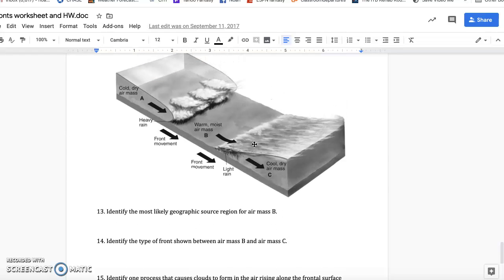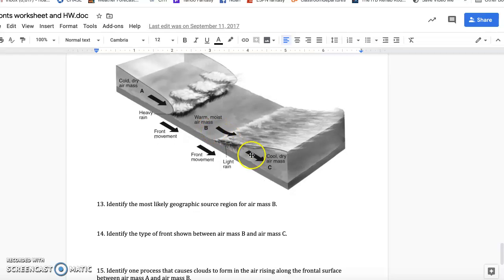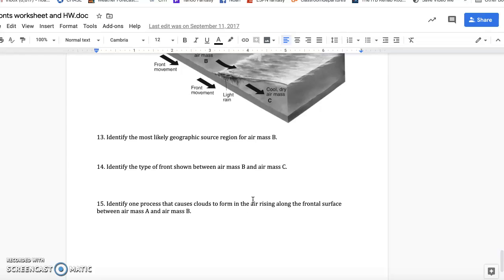Finally, 13. Where do you get air mass B? Well, air mass B is warm and moist. Where do you get one of those? What's a source region? I think Gulf of Mexico is a good one. 14, what's the type of front shown between B and C? See the shape where the warm air is slowly going up this side and it's kind of shallow? That's a warm front. Finally, 15, one process that forms clouds, that's condensation.